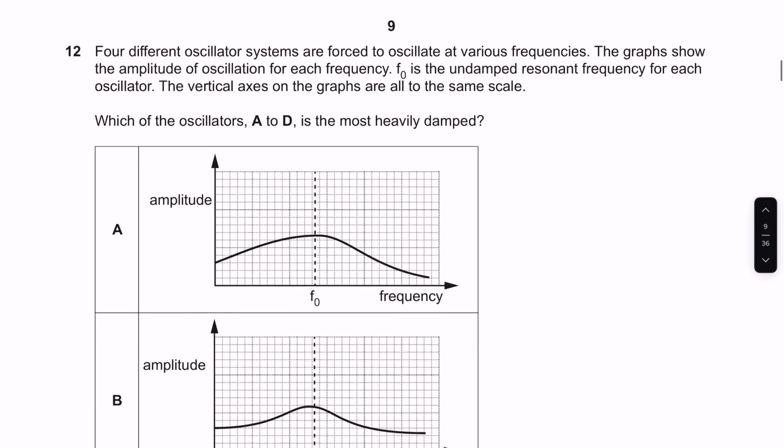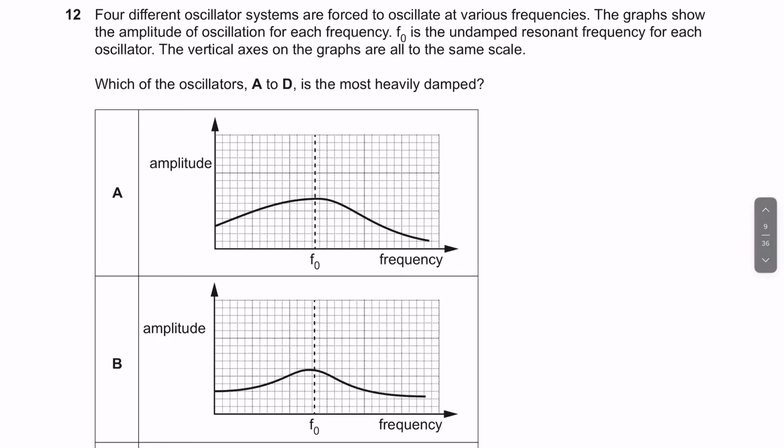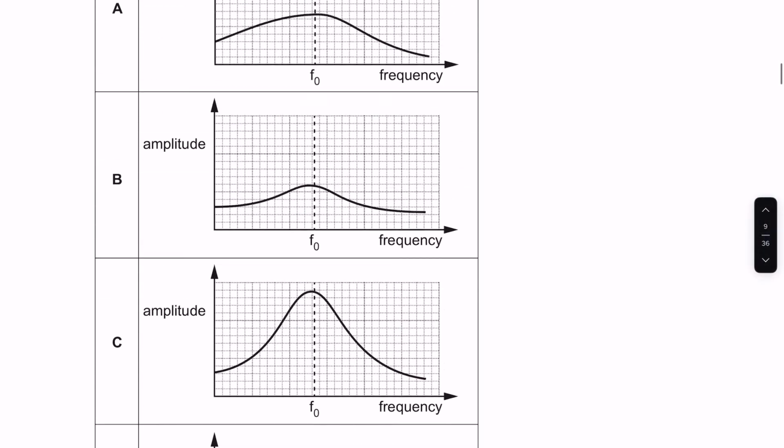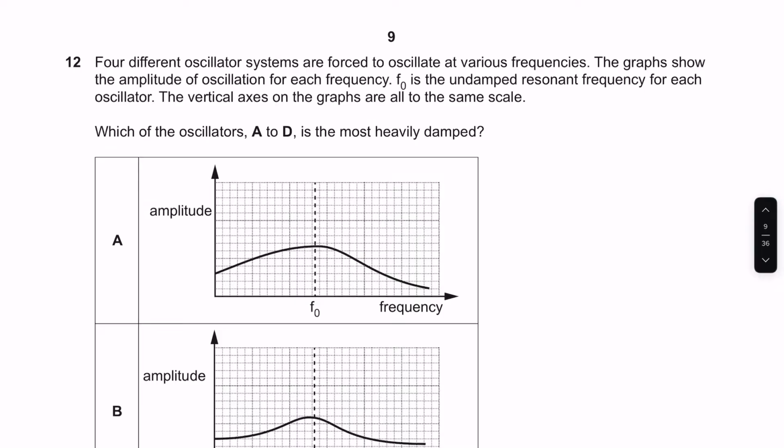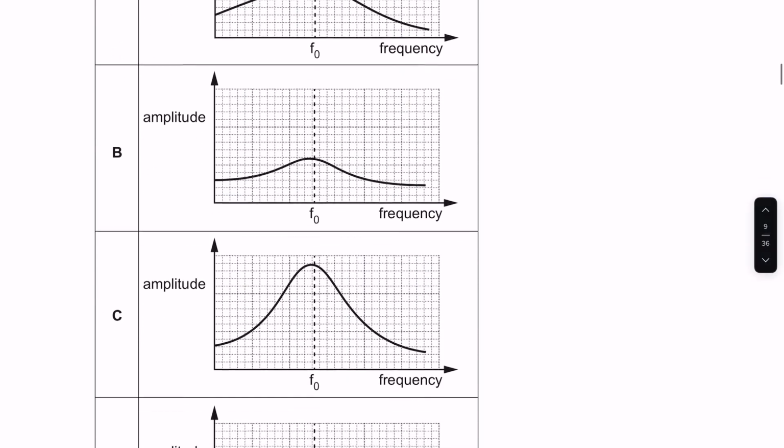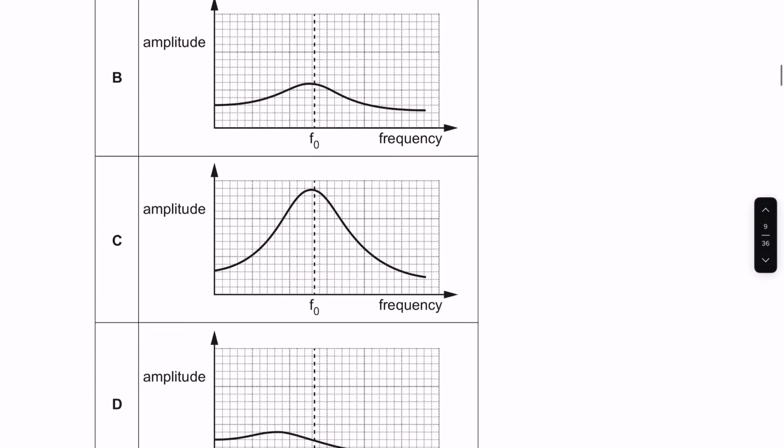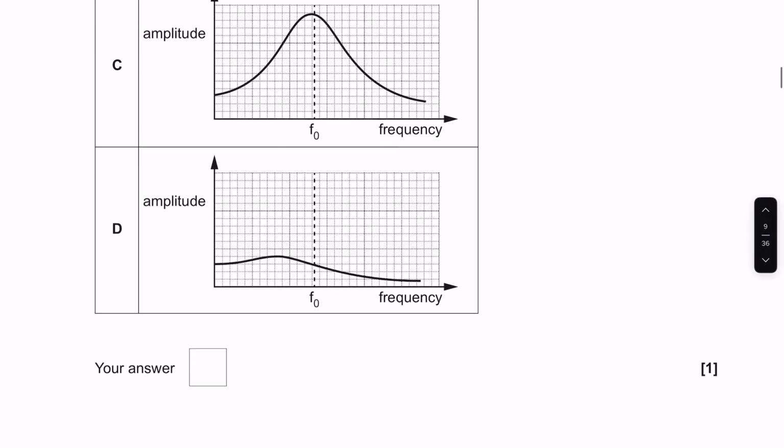Question number 12. We've been given 4 oscillatory systems like so. And the question says, which one of them is most heavily damped, where F0 is the frequency. It's, well, the natural frequency, basically. So the most heavily damped will be where the amplitude will be the lowest. So D is the answer.